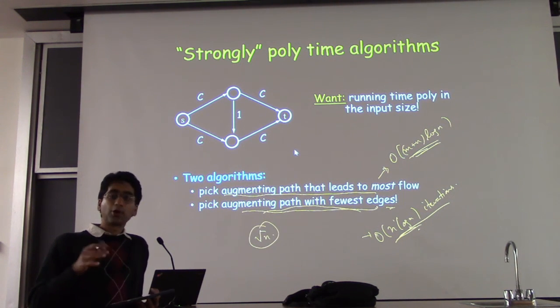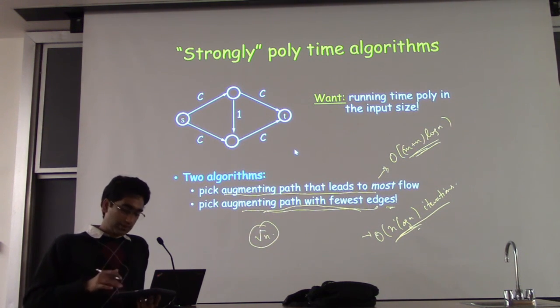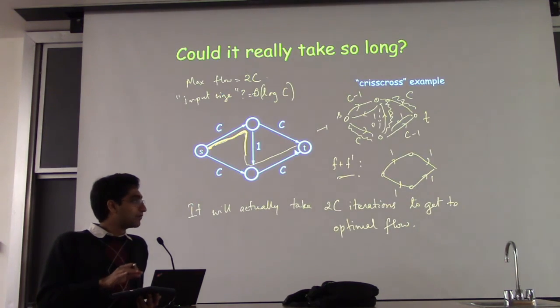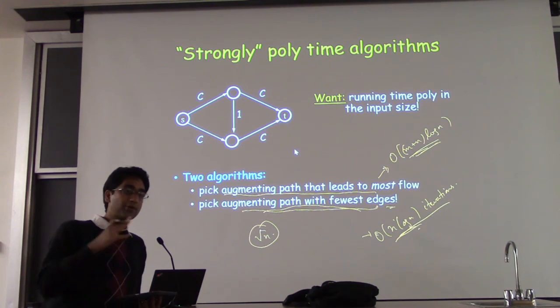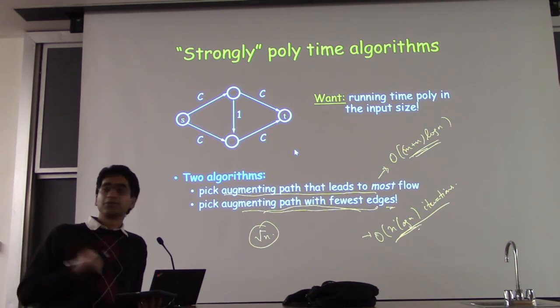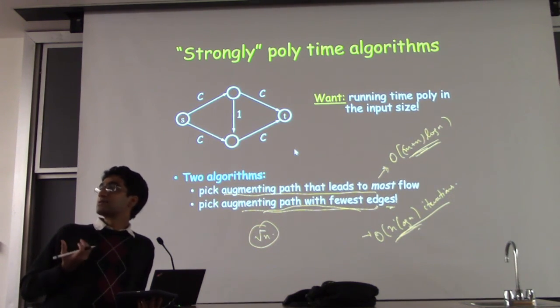So I will talk about that next class. There are a whole bunch of algorithms that basically try to find the best augmenting paths you can add so that your number of iterations is very small.